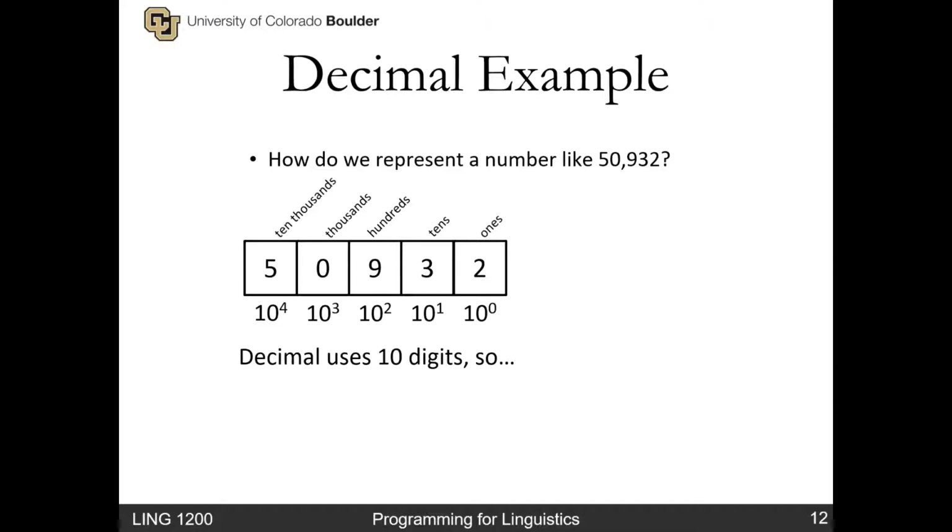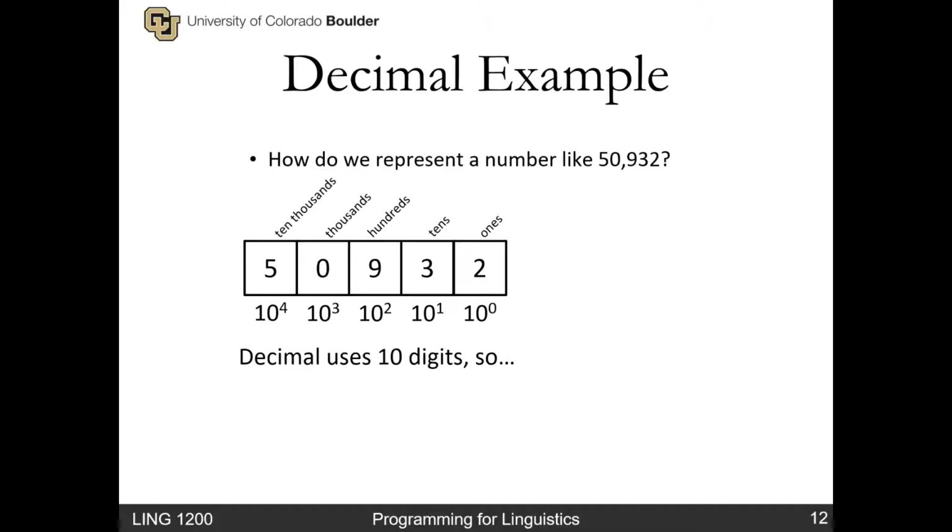What you may not have thought about is that there's another way of representing the value of each of those spaces, which is underneath that chart. The first space where the 2 is, the ones position, is where you get 10 to the 0th, which is 1. The next space is 10 to the 1st, which is 10. 10 to the 2nd is 100, 10 to the 3rd is 1,000, 10 to the 4th is 10,000.